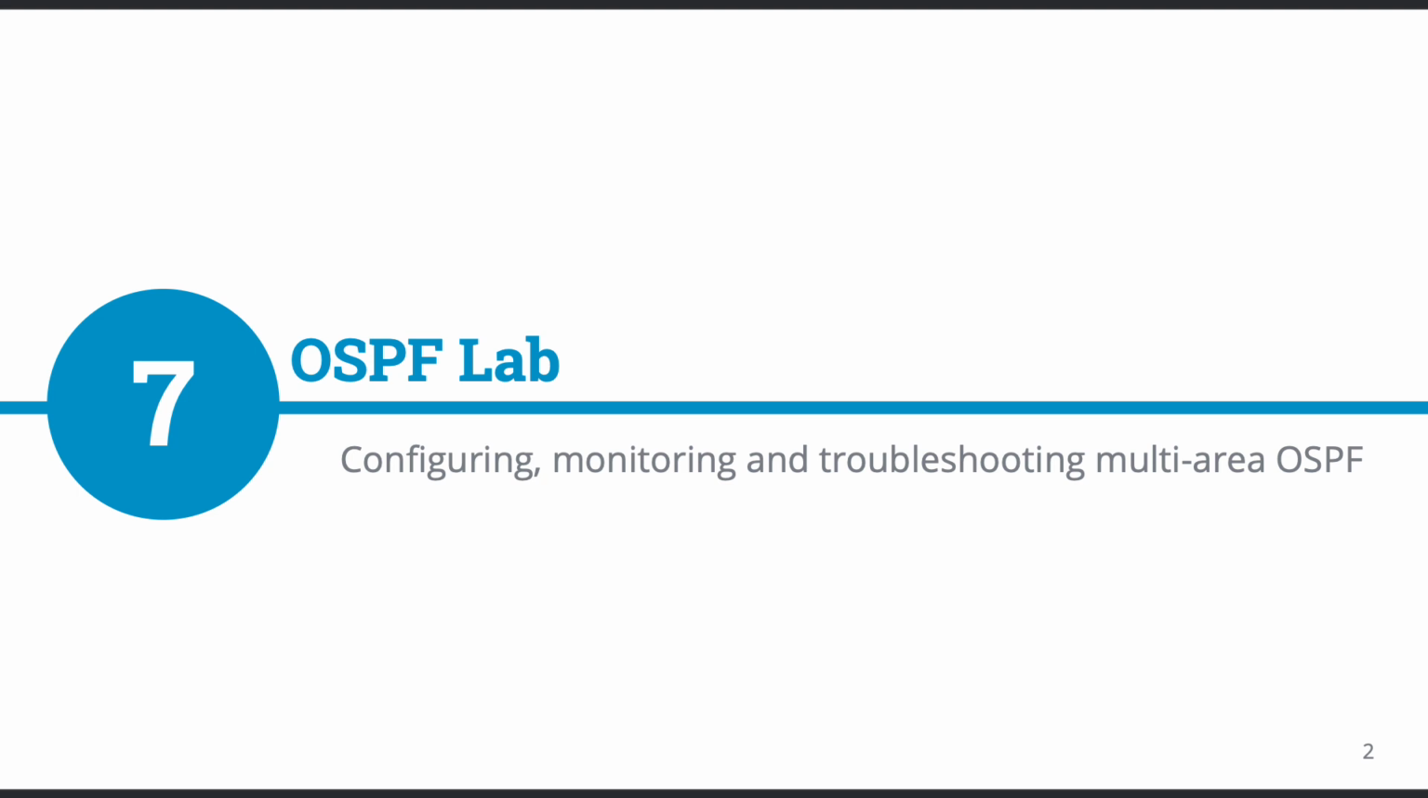We'll also see how to redistribute a static route into OSPF as an external route, and see how this has affected the database. Finally, we'll force a couple of common configuration mistakes and see how to identify them using operational mode command outputs and log messages.